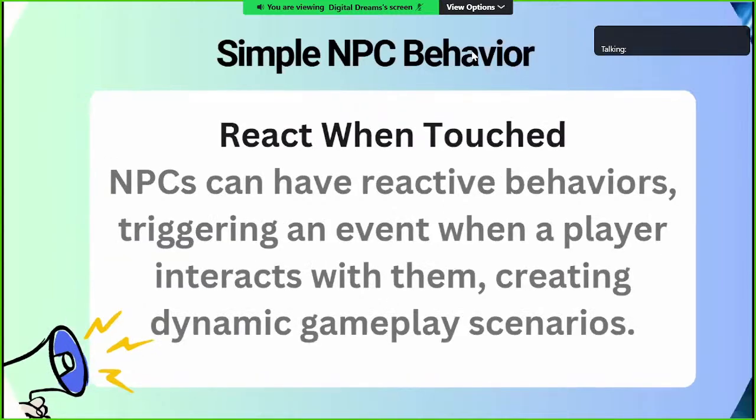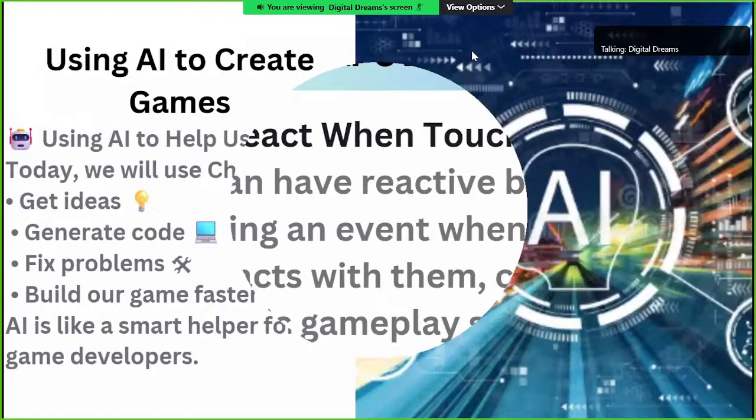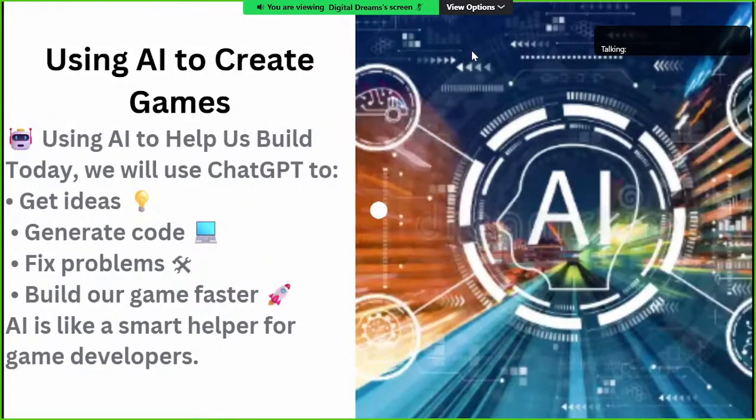So using AI to create games, right, which is the main thing that we're talking about today. So for today's class, we'll be using AI to help us build. Okay, we'll use ChatGPT. So we're going to be using ChatGPT to get ideas. Secondly, we'll use ChatGPT to generate codes. So all the codes we're going to be using in our project today, we are not going to type. Okay, we are going to prompt ChatGPT. ChatGPT will give us the codes. All we have to do is to copy and paste, right? So we'll copy those codes and paste them in our Roblox Studio, exactly where ChatGPT is going to tell us to put them.